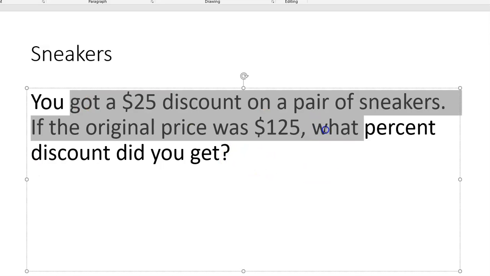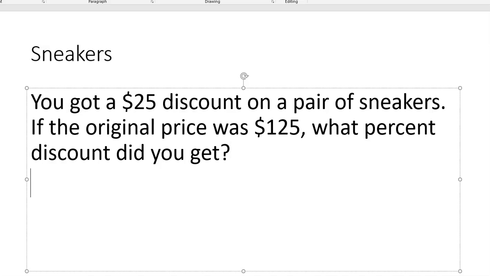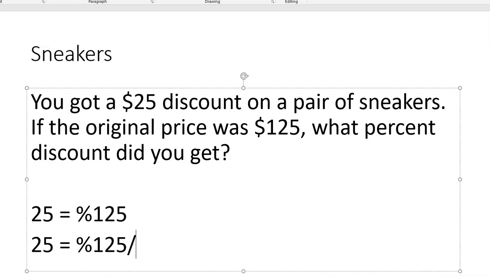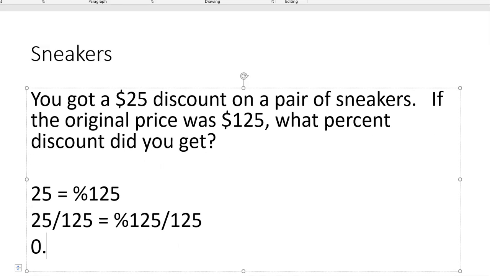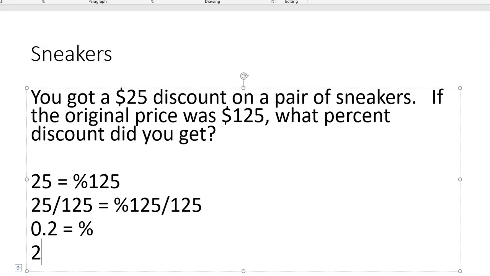You got a $25 discount on a pair of sneakers. If the original price was $125, what percent discount did you get? So we're going to do the equation method first. Part equals percent times whole. So to find the percent, I divide by 125 on both sides. 25 divided by 125 is 0.2. And that would be 20% because you have to move the decimal over 2 to make it a percent.